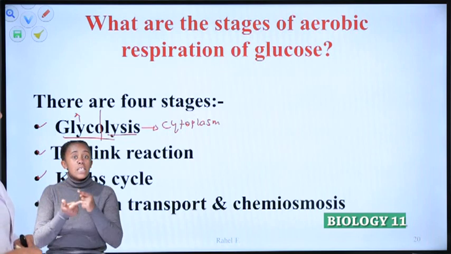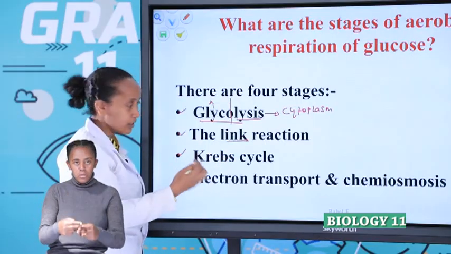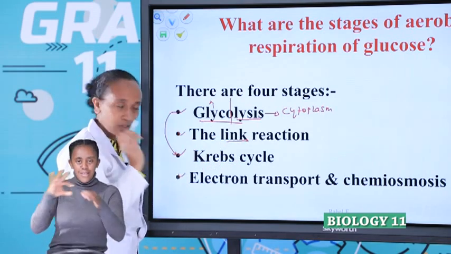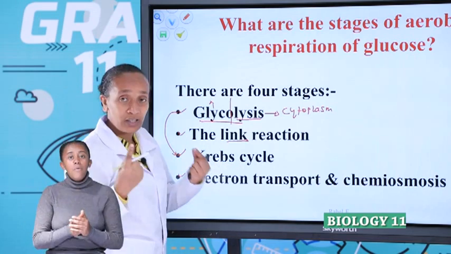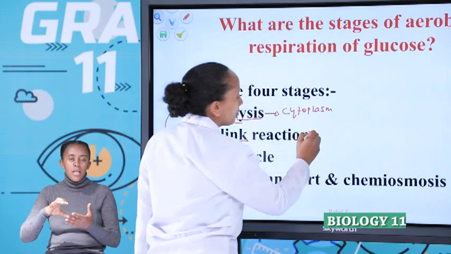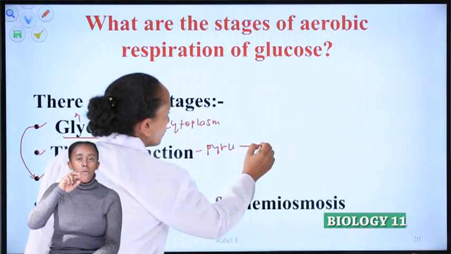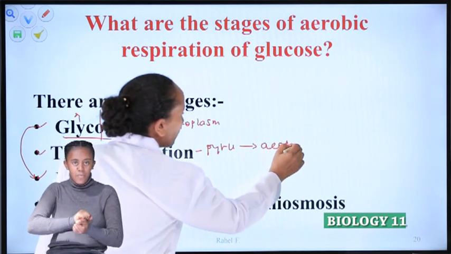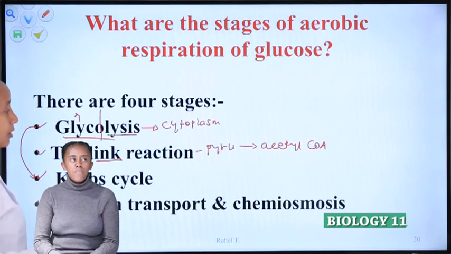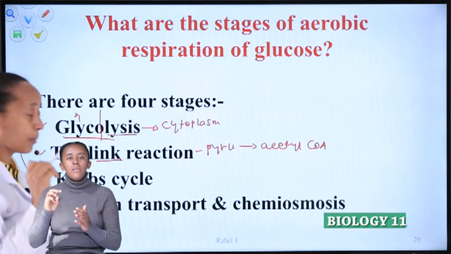The second stage is the link reaction. The link reaction, as its name indicates, links glycolysis with the Krebs cycle. It is a single-step reaction. In the link reaction, what will happen? Pyruvate will be converted into acetyl-CoA in a single-step process, and this reaction takes place in the matrix of the mitochondria.